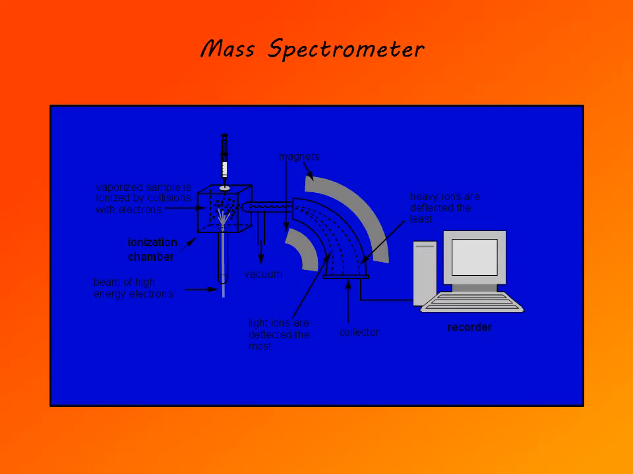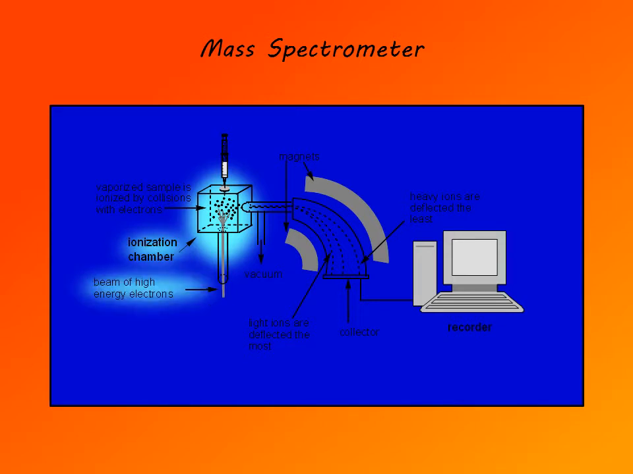Here is a schematic representation of a mass spectrometer. A sample organic compound that we want to analyze is dissolved in a suitable solvent and injected into the ionizing chamber. The ionizing chamber is exposed to a beam of high-energy electrons. The ionizing chamber is also under vacuum, which causes the sample to vaporize, and the vaporized sample is then, upon collision with high-energy electrons, ionized.